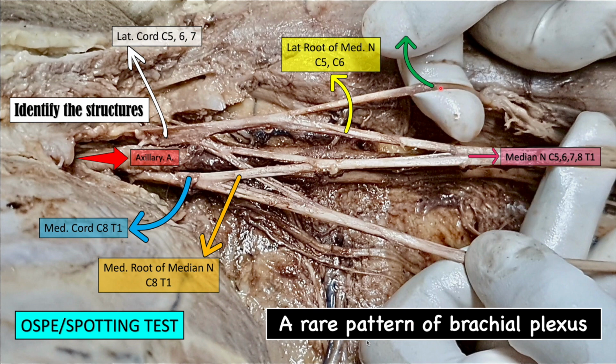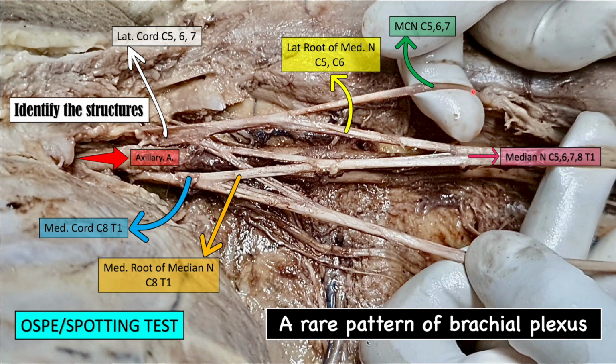Yes, this one. Which structure is this? You trace it backwards, you can get the answer. Which structure is this? So this one is musculocutaneous nerve with root number C5, C6, C7. So it's a branch arising from the lateral cord of brachial plexus.